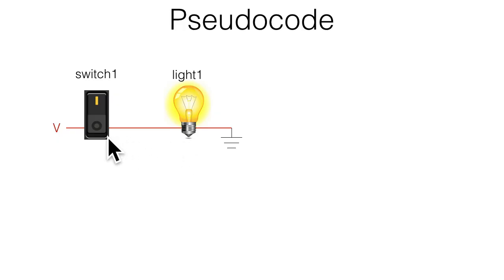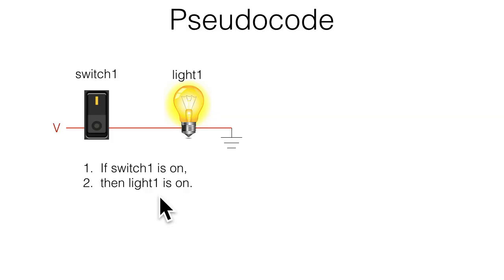You would say something like, if switch 1 is on, right? So if this is on, then light 1 is on. And see how verbose this is? It's in a very human readable format. You're expressing the logic of this particular circuit.